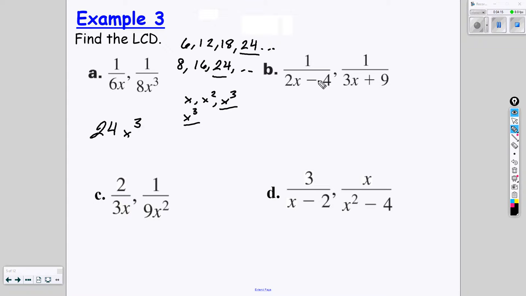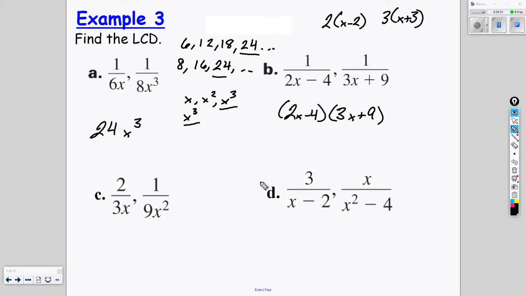For part B, now both of these are factorable. 2x minus 4 is 2 times x minus 2, and then 3x plus 9 is the same as 3 times x plus 3, but that doesn't really get us anywhere in terms of finding the LCD, because none of these are the same. So when they have nothing in common here, the least common denominator is just going to be the product of those two denominators, 2x minus 4 times 3x plus 9.